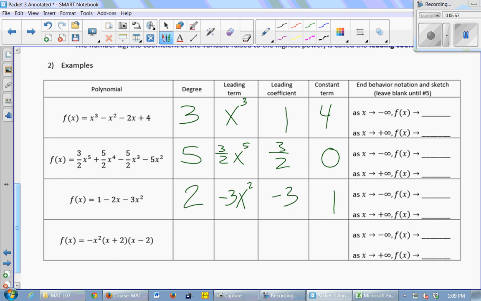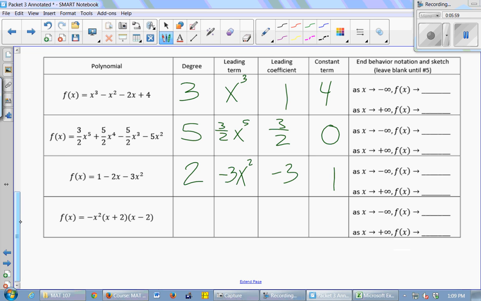Ooh, here's a tricky one. Negative x squared times x plus 2 times x minus 2. Yeah, you've got to distribute it out. So let's imagine multiplying it out. What's the degree going to be? Before we start doing all the multiplication, can you predict the degree? 4. How did you know that? Yeah, you've got x times an x squared, which will give you an x to the 4th. So my degree is going to be 4.